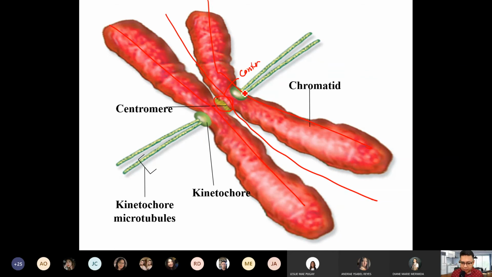Okay? Next, we have the kinetochore. The kinetochore is like a handle, a place of attachment. The kinetochore is where our microtubules attach. What is the role of our microtubules? The role of our microtubules is to pull on our chromosomes to pull them apart.